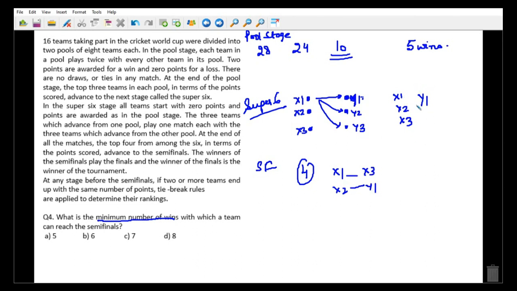So can I say that y1 can proceed to the semi-finals round with 0 wins, with 0 wins using the tiebreaker rule. So my answer over here becomes 5 wins. Only the wins from the pool stage are going to be counted.